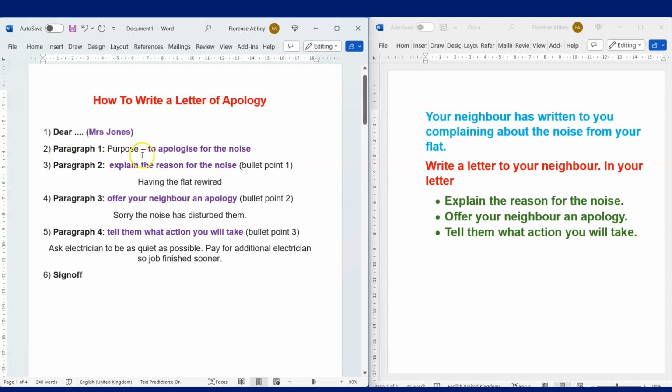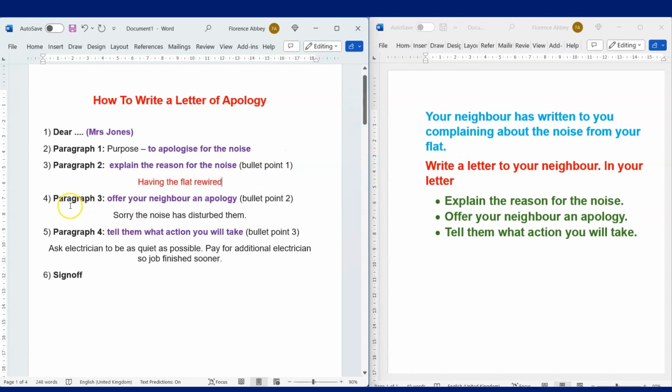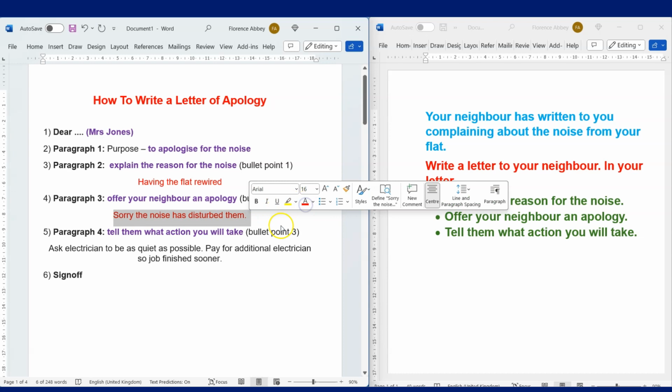And in the first paragraph, we write the reason or the purpose for the letter. So the purpose is that we're going to apologize for the noise. And then our second paragraph, where we will explain the reason for the noise. That will be the first bullet point, and we stated that the reason for the noise is that we are having our flat rewired. In the third paragraph, we are going to offer our neighbor an apology, and then we will state that we are sorry for the noise and we are sorry that it has disturbed them, right?